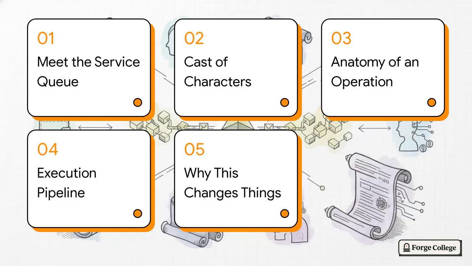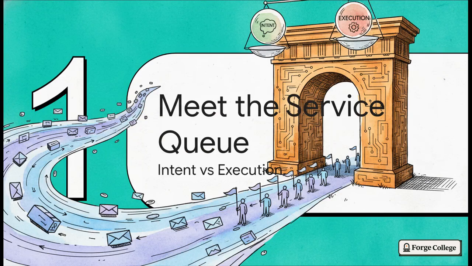So let's unroll these schematics. Here is our blueprint for today. 1. Meet the service queue. 2. The cast of characters. 3. Anatomy of an operation. 4. The execution pipeline. And 5. Why this changes everything. All right, let's kick things off with Section 1, Meet the service queue.